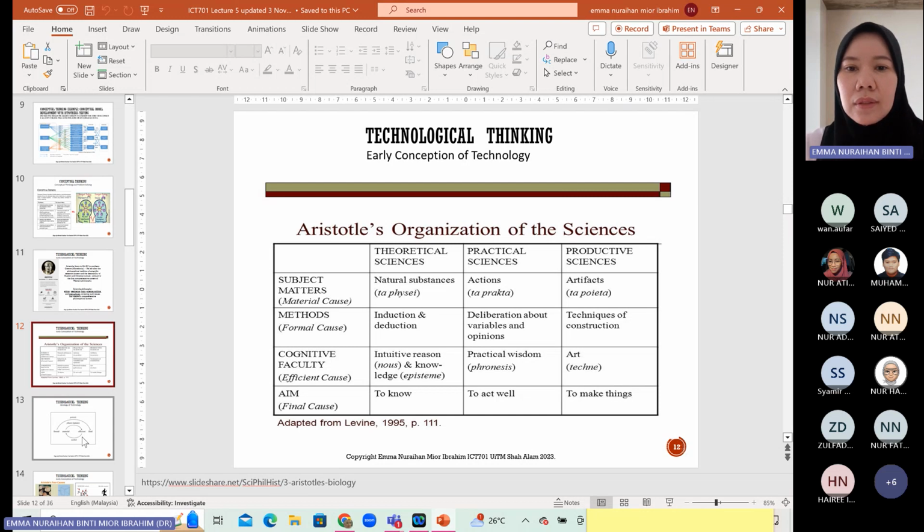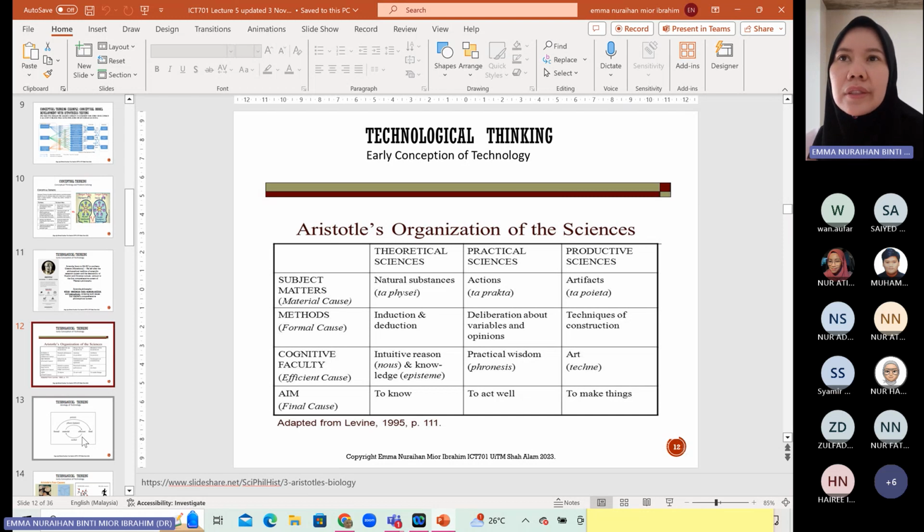Alright, contohnya kalau daripada segi theoretical, induction, deduction, you come up with a theoretical model, theoretical framework and so forth. Practical, pembuatan, deliberations about variables and options. So how you're going to go about it, how you're going to do it. Productive, technique of construction. Macam mana nak buat tu?